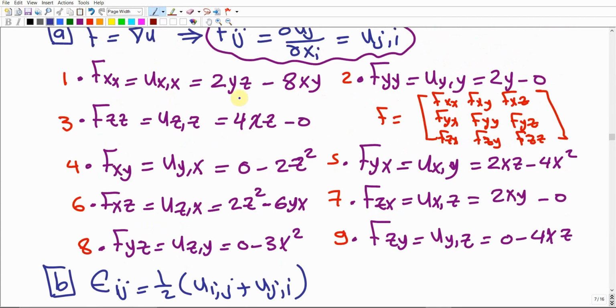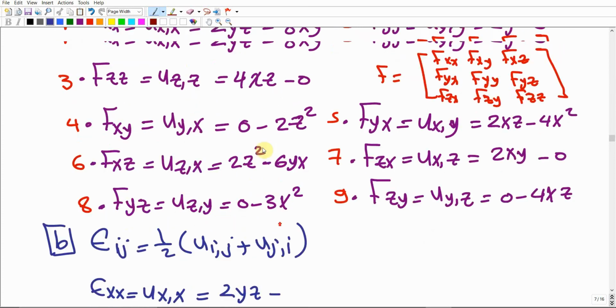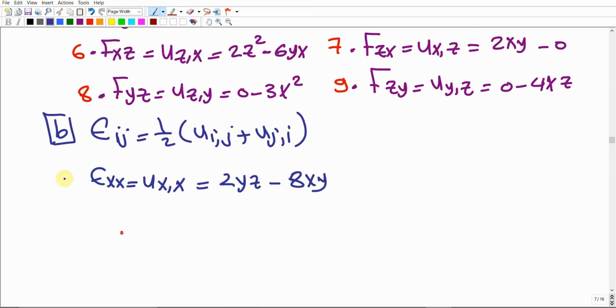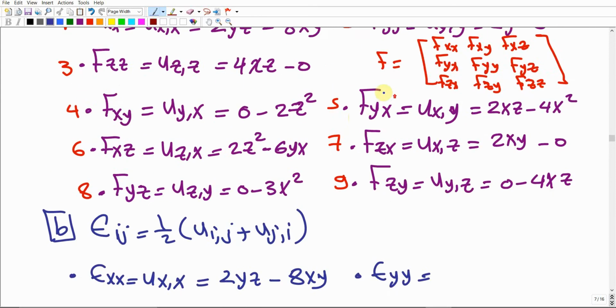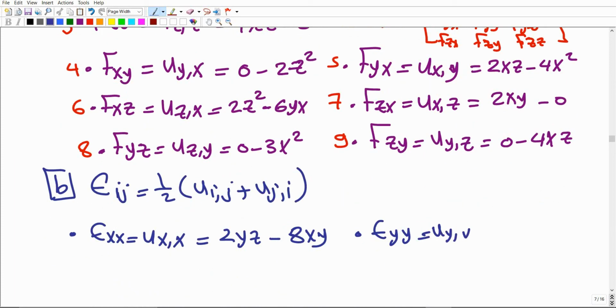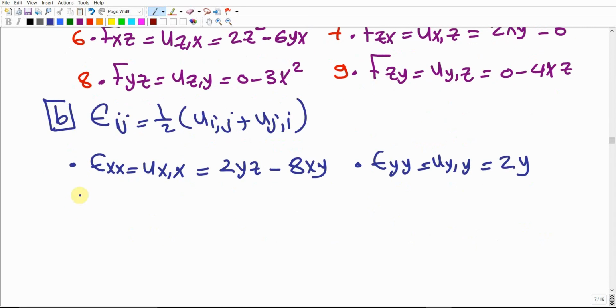And we already got it here. The u_x comma x is this one. So it's going to be 2yz negative 8xy, as we got it before for the deformation. How about the epsilon yy? It is going to be this component, which is u_y comma y equal to 2y. As you can see, the diagonal components of the strain are typically the same as the diagonal components of the deformation tensor. Why? Because the rotation tensor, which is the skew-symmetric part, is 0.